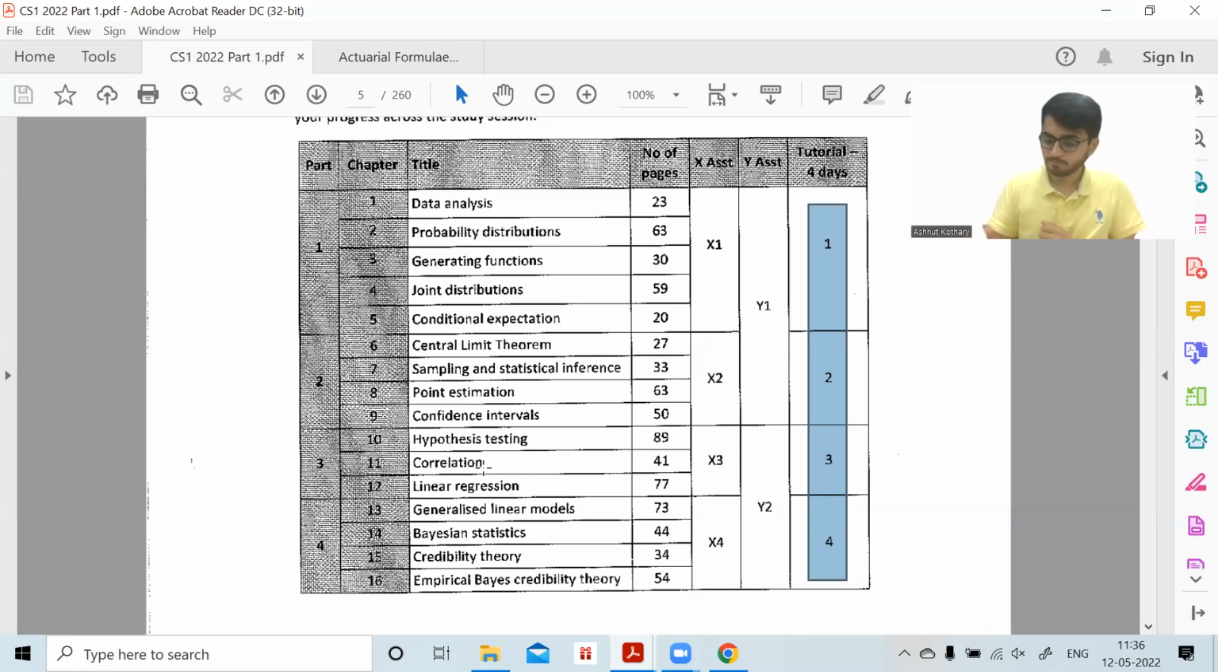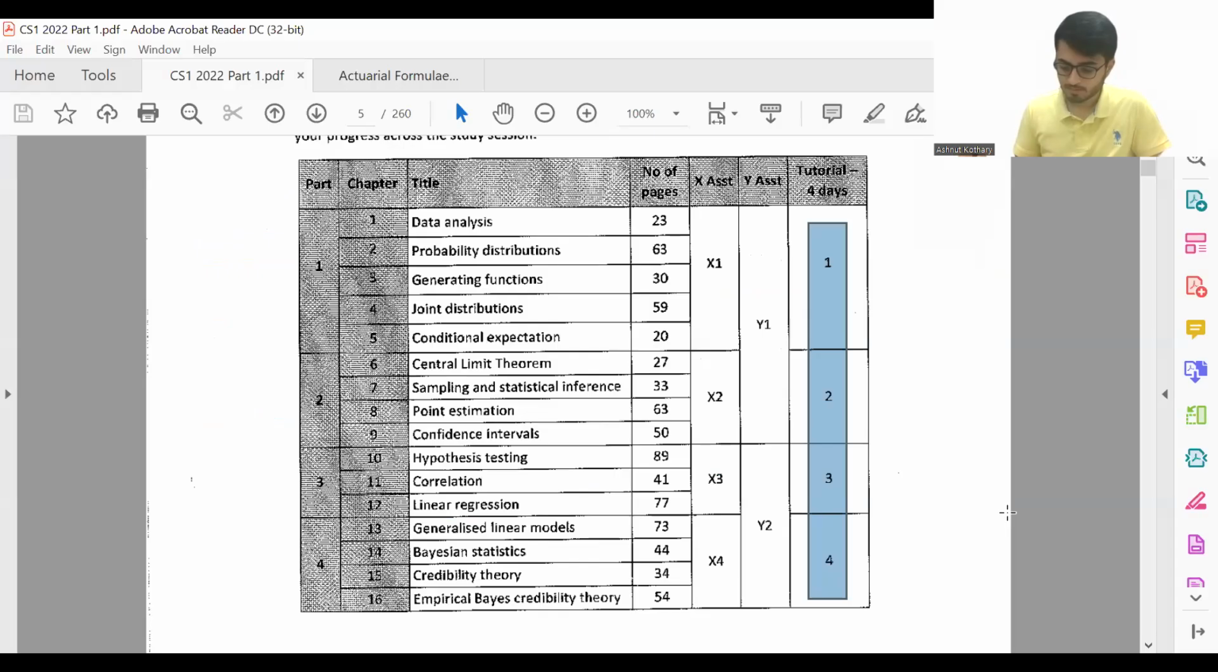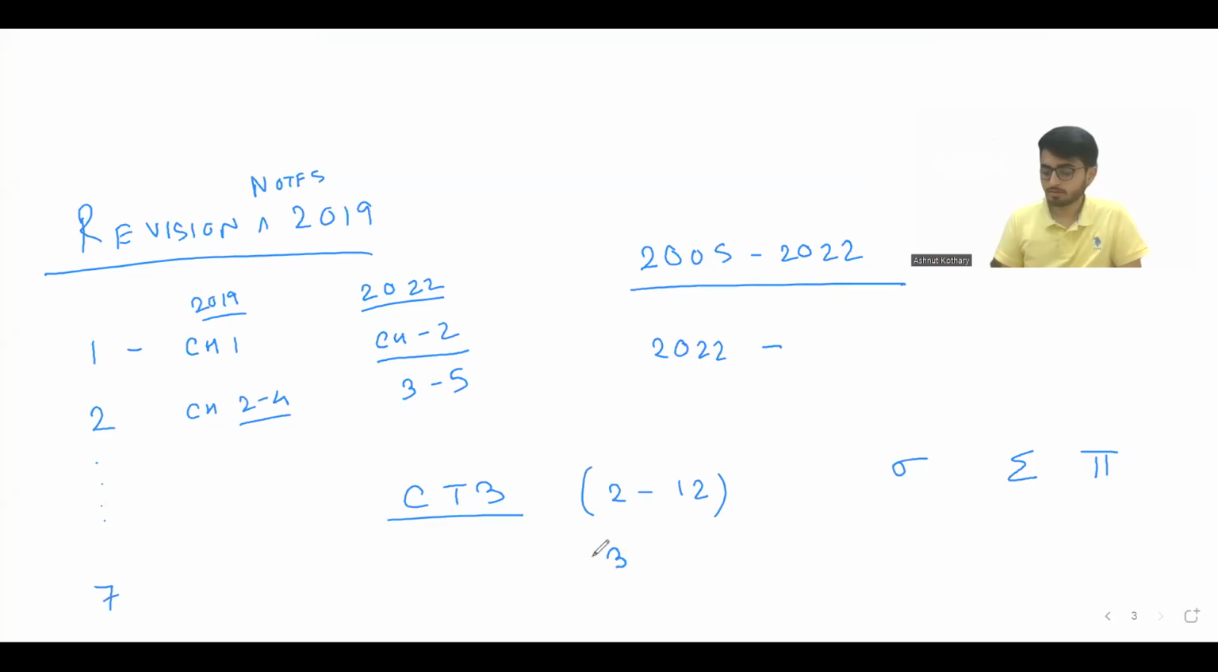As for the paper name, CS1 mostly corresponds to the CT3 paper. This was the name of the paper before the 2019 curriculum came in. So these correspond to chapters 2 to 12, if I'm not wrong. Yes, chapters 2 to 12 you could relate to it, and chapters 13 to 16 are part of the CT6 paper.